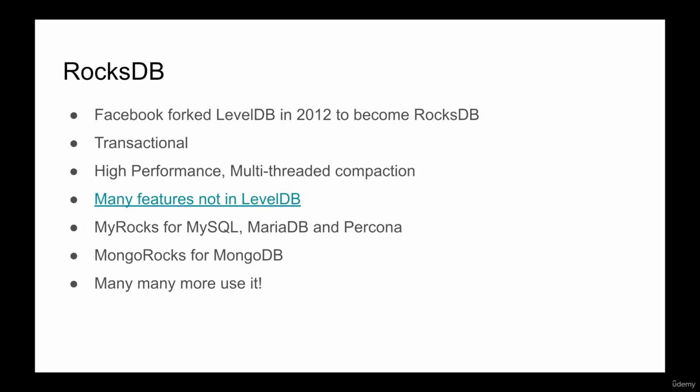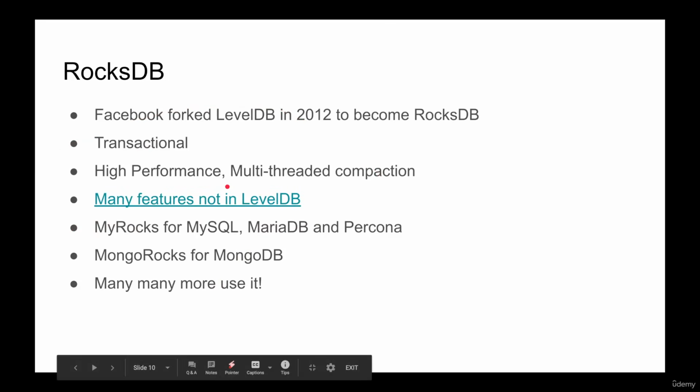It has high performance because reads are fast, writes are fast. They changed these levels into something else, right? And they did multi-threaded compaction. These merges that we talked about, they did as multi-threaded because LevelDB was only single threaded. They used multiple threads to write and read, right? So they started using threading to do that stuff.